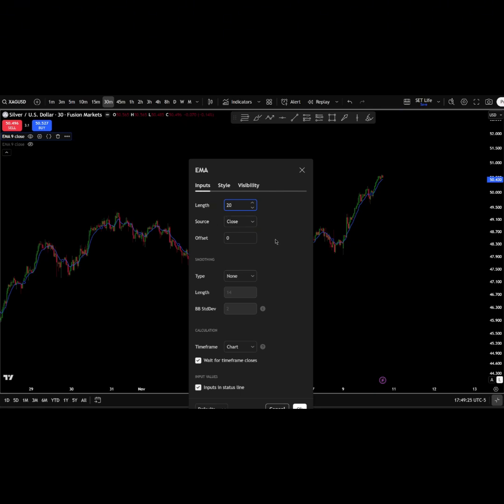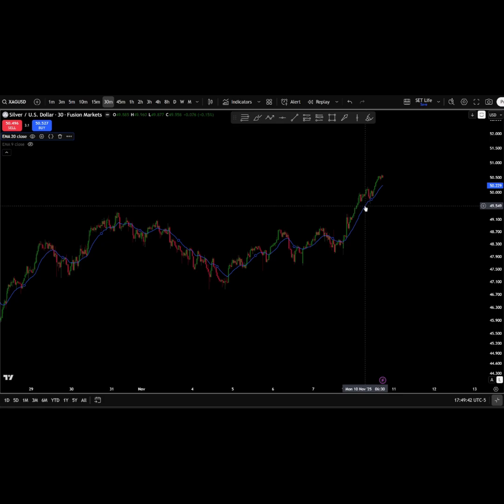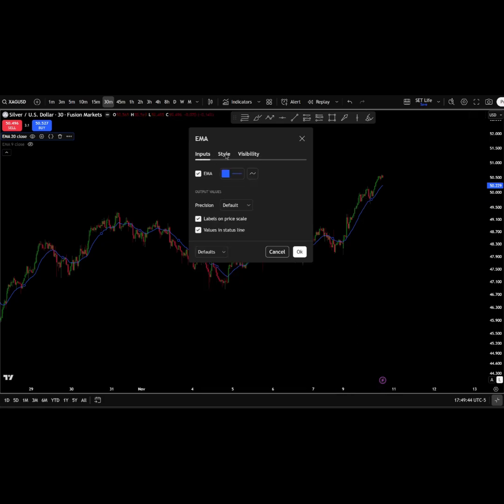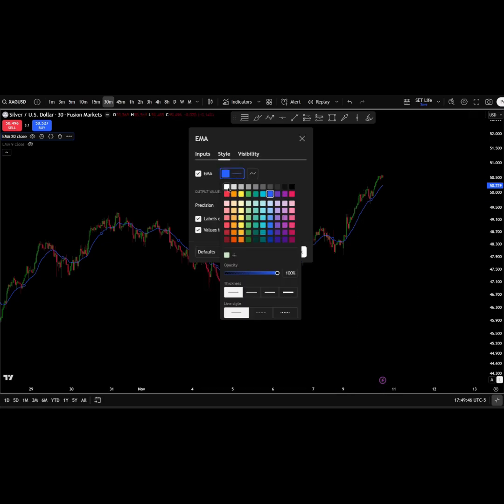You can look at the differences between the simple and the exponential online. The point of these classes is to keep it as short as possible and to teach the things that's not easy to find. So we have a 20. We can change the color. We can make it white and make it thicker.